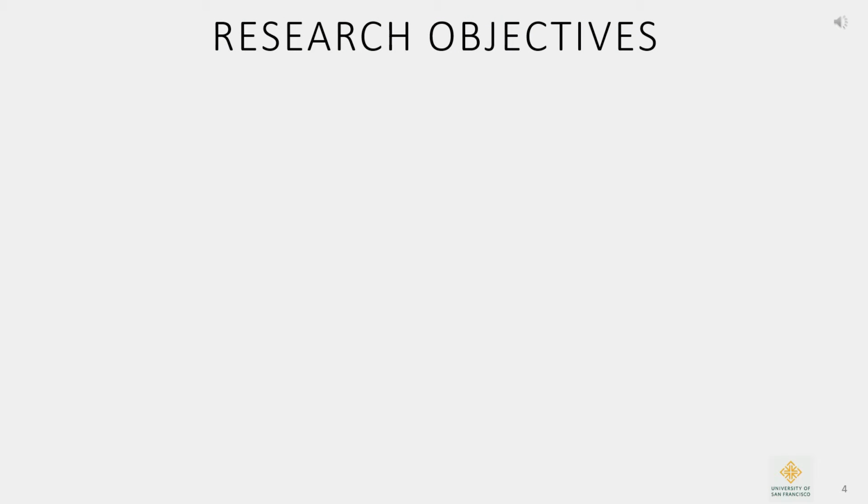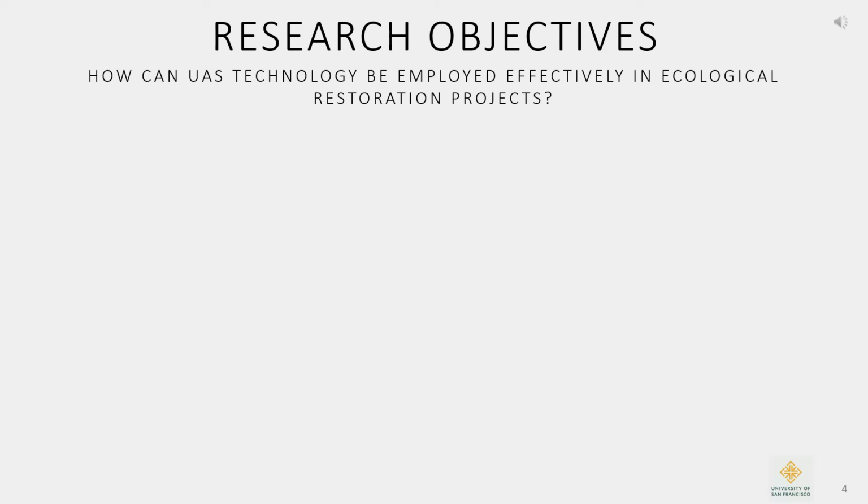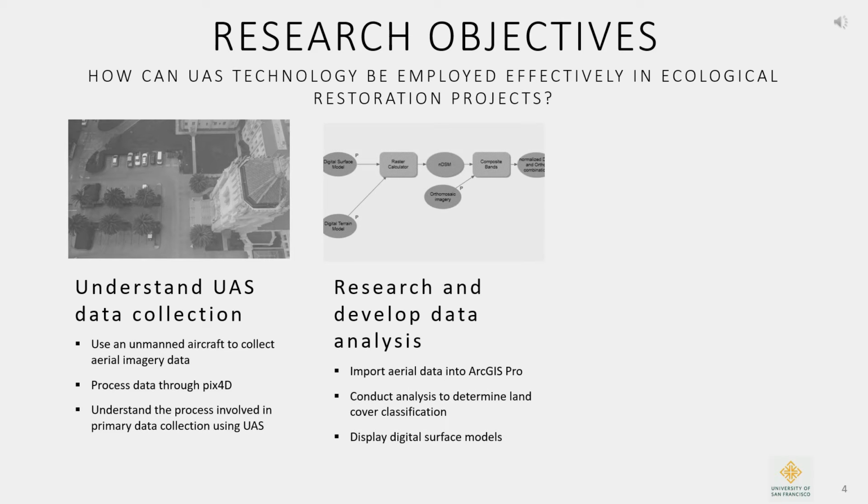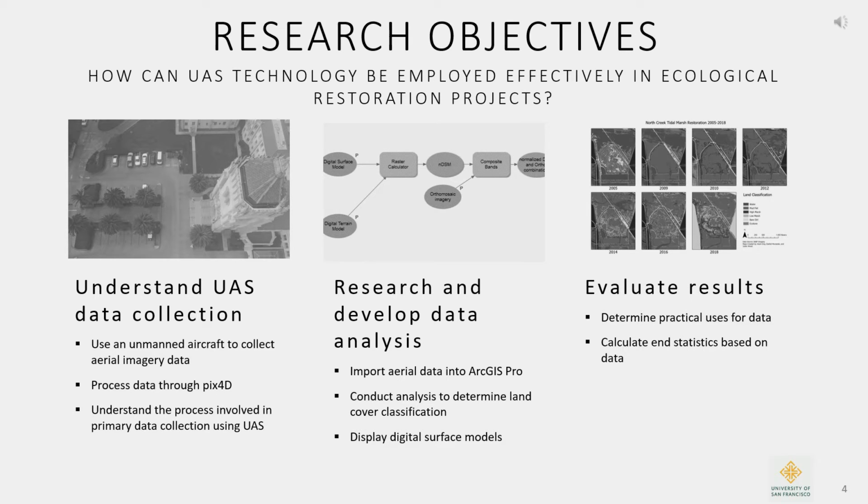My research objectives for this study aim to provide evidence to answer the following question. How can UAS technology be employed effectively in ecological restoration and land management? First, I proceeded to understand UAS data collection by collecting aerial imagery using a drone vehicle. This was followed by the processing of individual images through the Pix4D software. Next, I aimed to understand and develop a data analysis method within ArcGIS Pro. Useful data was imported and analyzed to produce a land cover classification. Lastly, I sought to understand the practical implementation of these outputs by calculating statistical data.